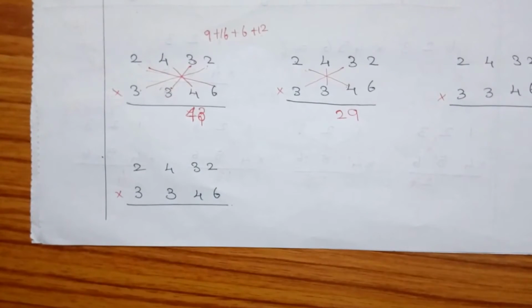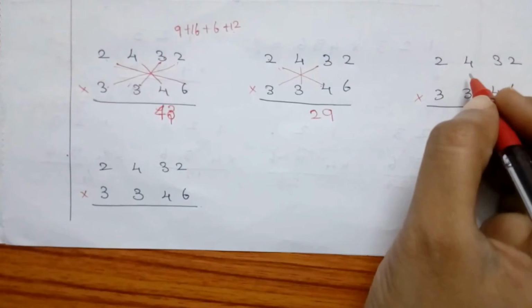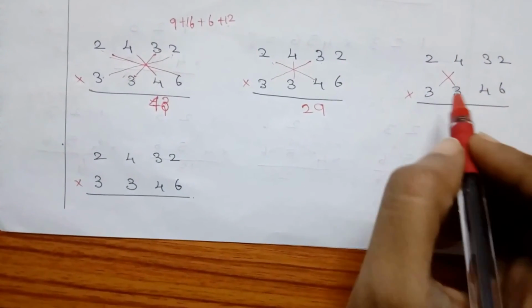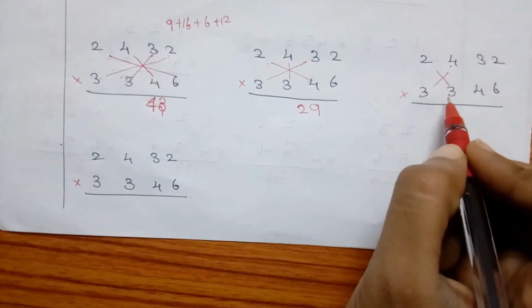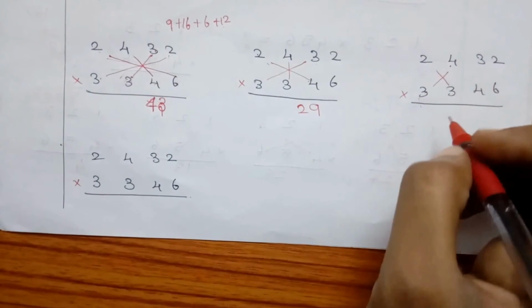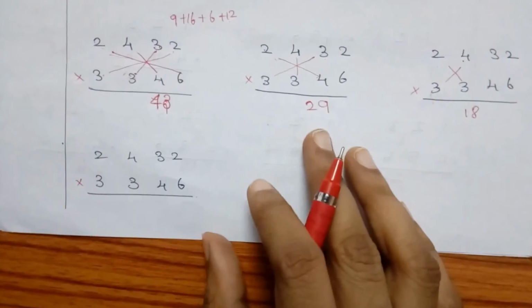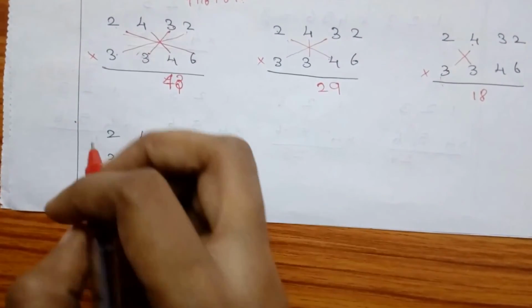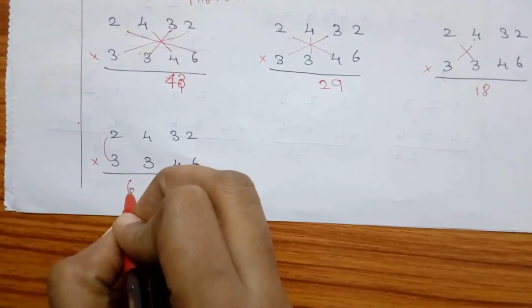And for the sixth step, I am going to multiply these two numbers and add them. That is, by multiplying 3 into 4 will give me 12, and then multiplying 3 into 2 will give me 6. 12 plus 6 will give me 18. Okay, for the last step, the seventh step, I will multiply these two numbers, which gives me 6.